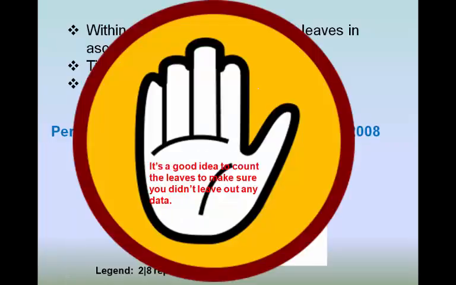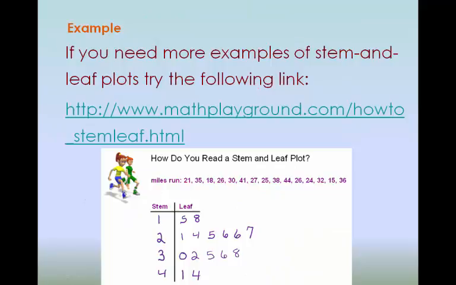It's a good idea to count the leaves to make sure you didn't leave out any data. If you had 30 data points, then you should have 30 leaves. If you need more examples of stem and leaf plots, try the following link. And this is another example below of some running data that has been put into a stem and leaf plot.